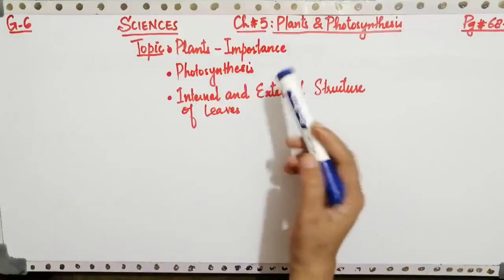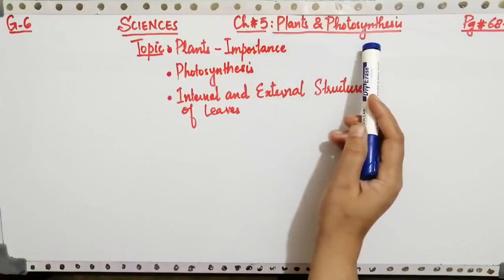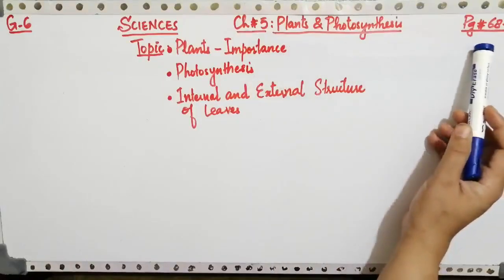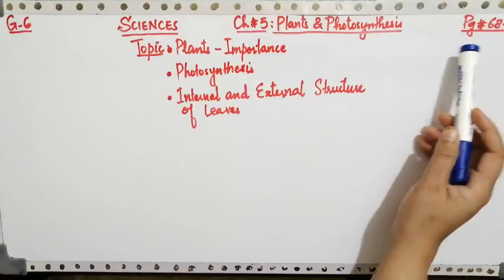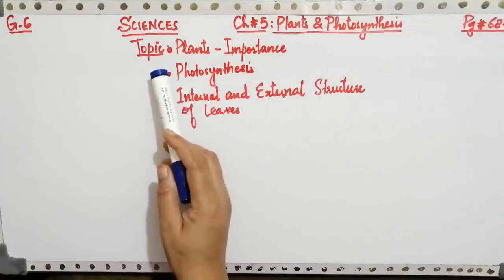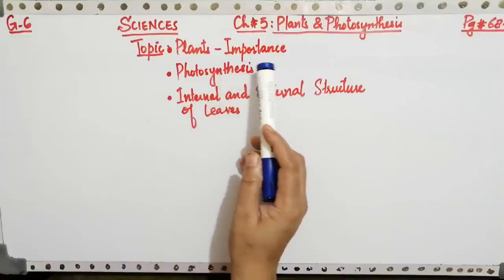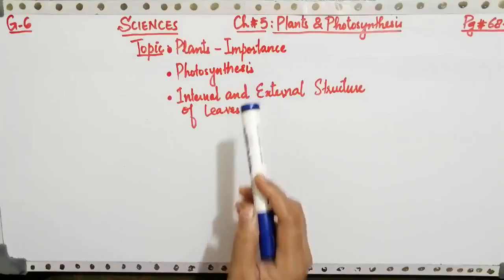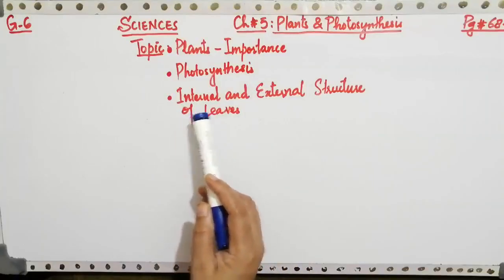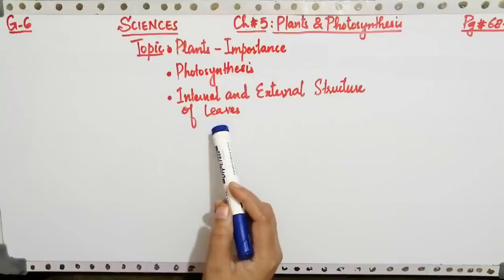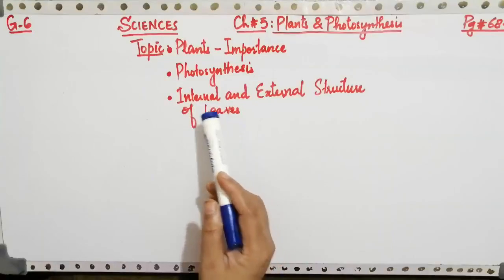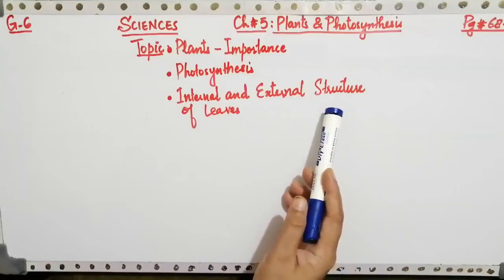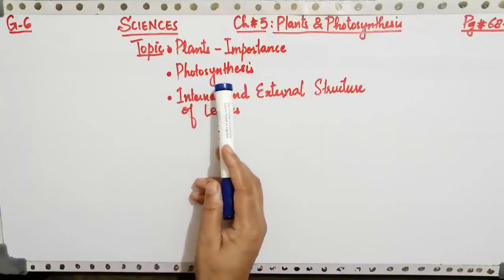Today we are going to start chapter number 5, plants and photosynthesis. This chapter is starting from page number 68 of your science textbook. The topics which we are going to cover today are plants and their importance, photosynthesis, which is the food making process in plants, and internal and external structure of leaves, यानी लीफ का अंदरूनी और बैरूनी, अंदर और बाहर का स्ट्रक्चर या उसकी बनावट, that helps in the process of photosynthesis.